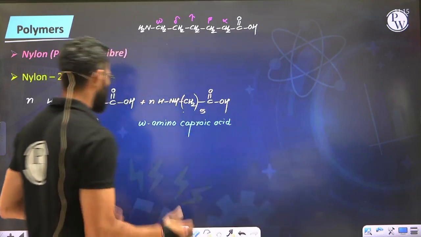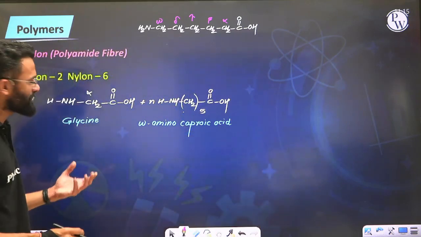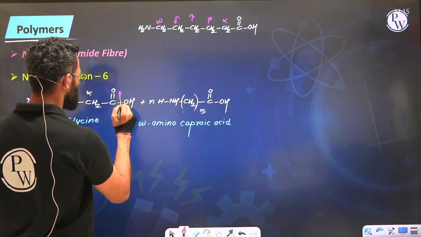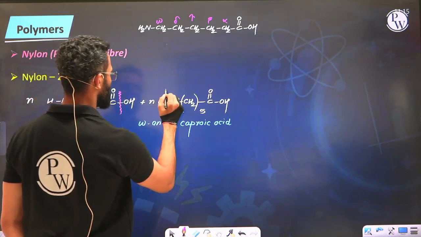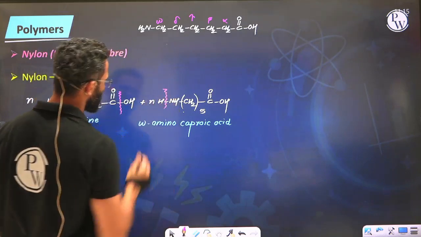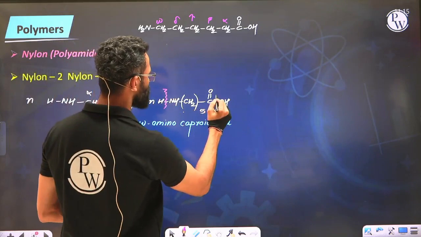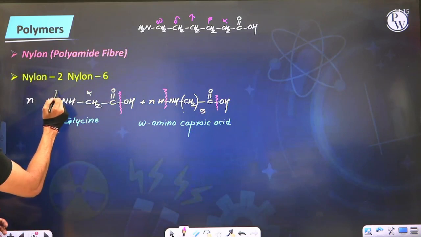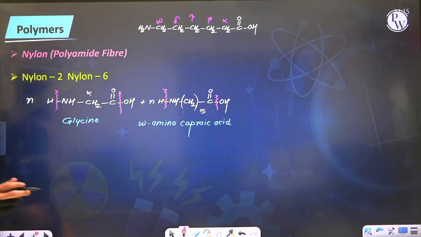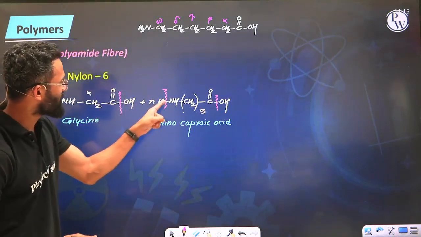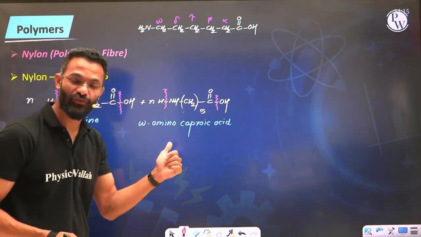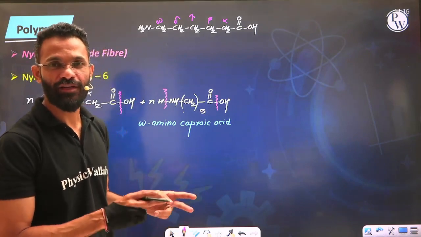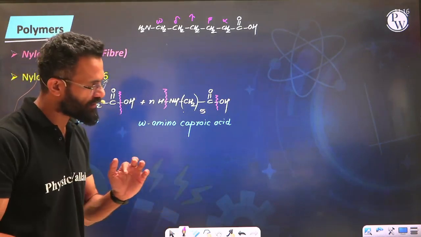Omega amino caproic acid is subjected to the process of condensation with glycine. So the acidic end of glycine will condense with the amino group, as we have been doing so far, and water will be eliminated. Similarly, the COOH group of caproic acid will condense with the NH2 group of glycine. This will eliminate water, so you'll see C double bond O will be connected to NH. So it's an amide linkage, and we are going to get a polyamide. Polyamides are always nylon. It's just that there are two different monomers that we're using.